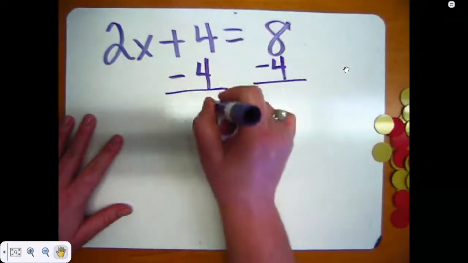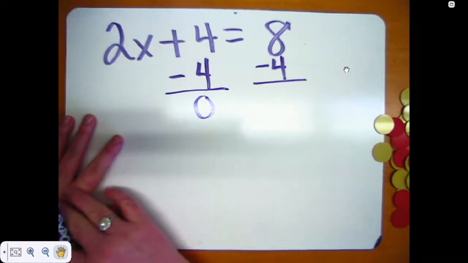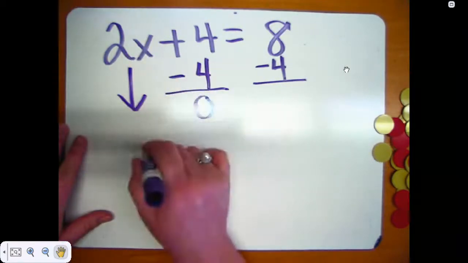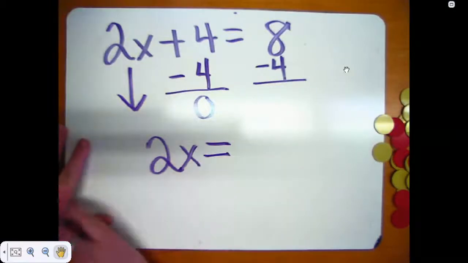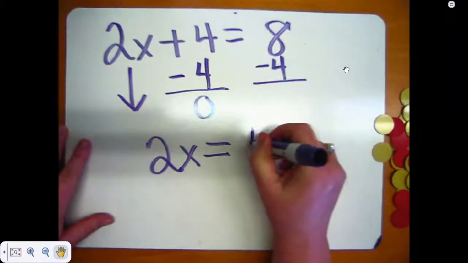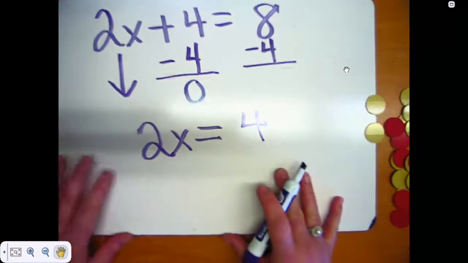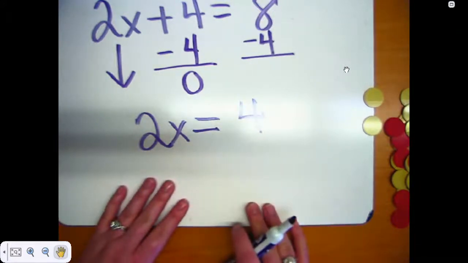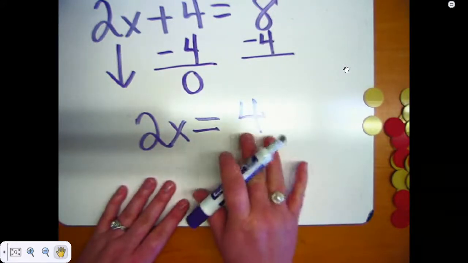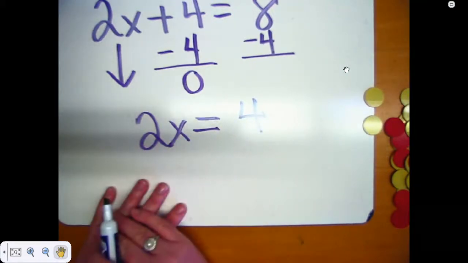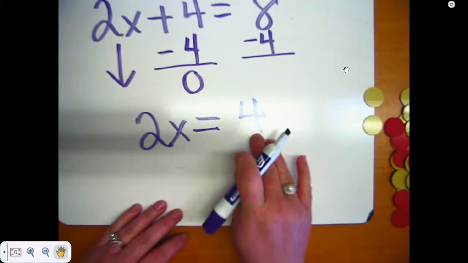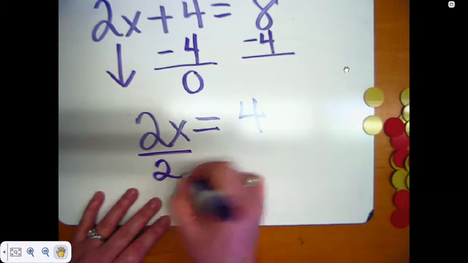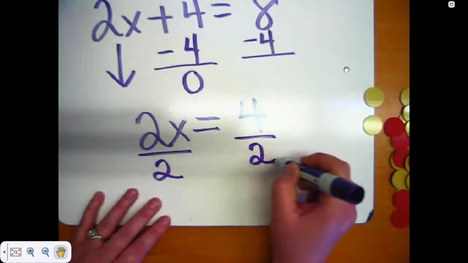So this one equals 0 because positive 4 minus 4 equals 0. So we would bring our 2x down, and it equals 8 minus 4 is 4. So now, if we were still doing our model, we would still have 2 cups and we would have 4 yellows. So now we would need to divide these 4 yellows into these 2 cups. So we're dividing the 4 by 2, but we have to do both sides. So we would do 2 divided by 2, and also this side, 4 divided by 2.